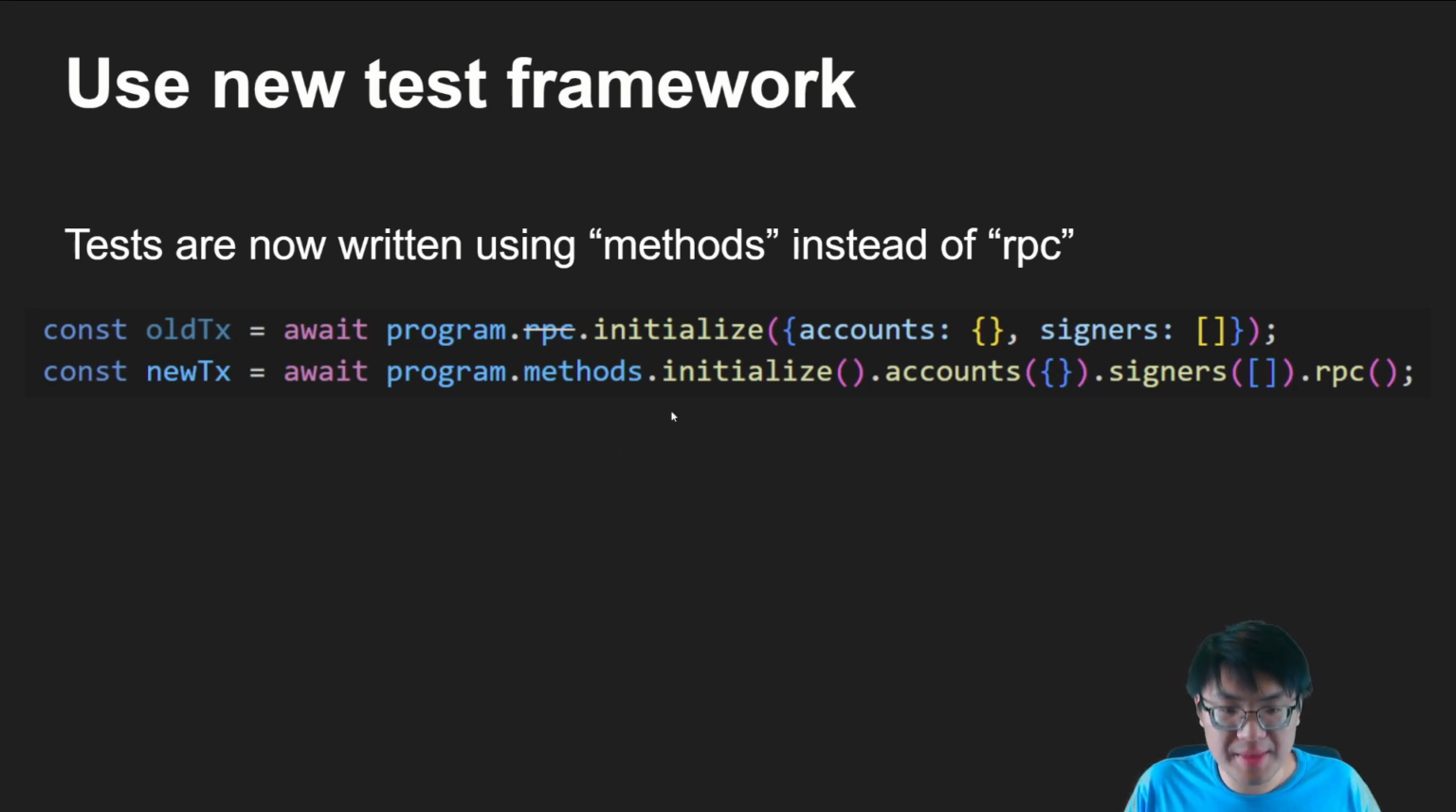So we call program.methods, and then we give the name of the instruction we want to test, which in this case is just initialize. And instead of initialize accepting an object of our accounts and signers, if we want to pass any account information, which we don't always have to, we just call .accounts and we give it all the account information. And if we have any signers that we want to pass in, we just append .signers and then give the array of signers. And then finally, when we want to execute the RPC, we just call .rpc. And this is the information I wish I knew when I started working in Anchor 0.24.2.